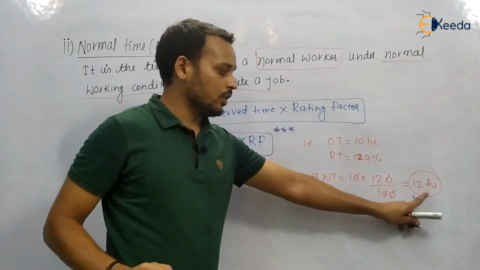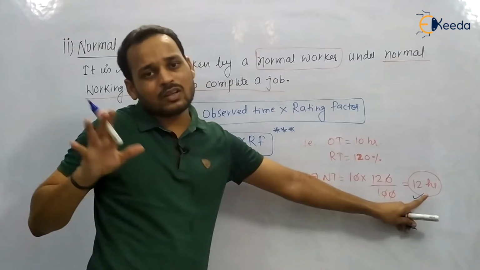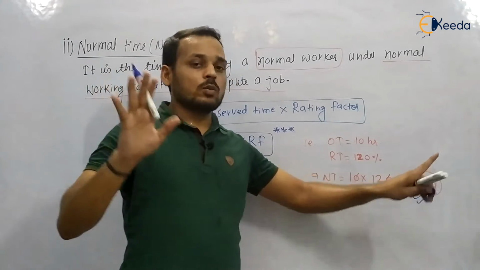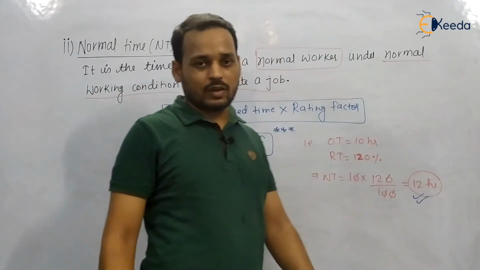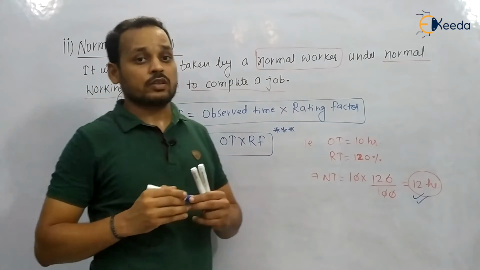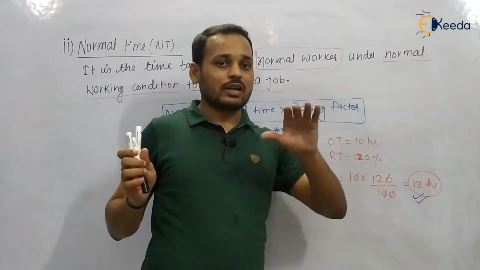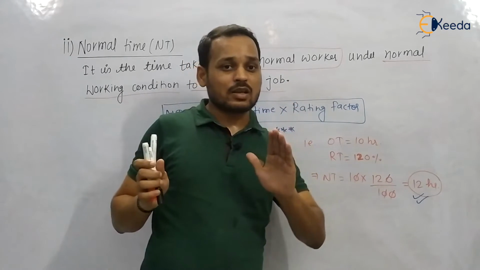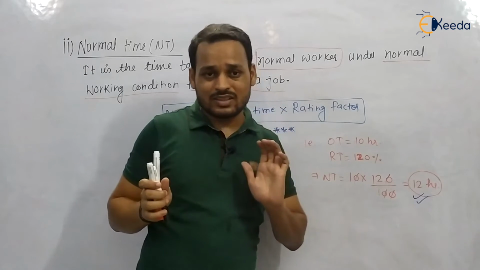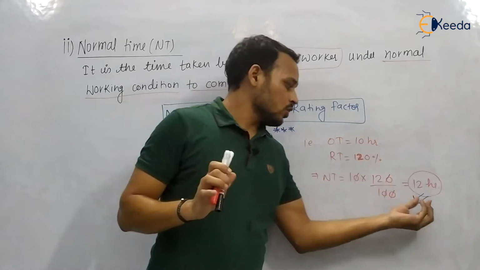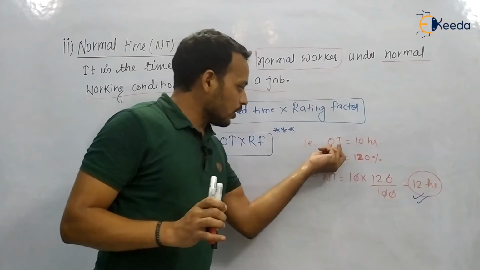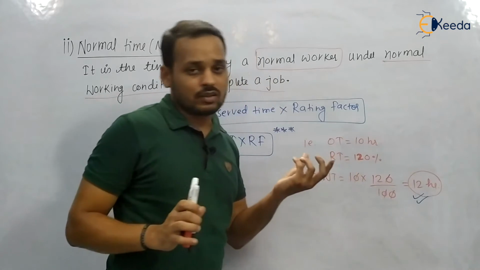So it will be the normal time which will be taken by a normal worker under the normal working condition. You cannot assume that every time he is working without taking any breaks. Allowances are there, so that he can take drinking water facilities. Everything is allowed. So normal time is the product of observed time into the rating factor.